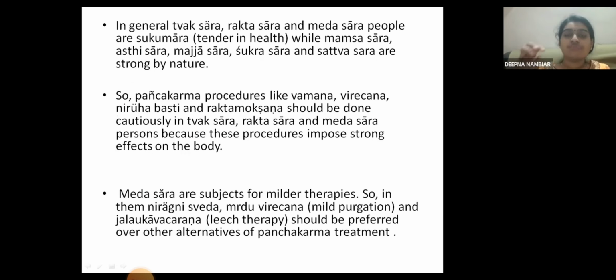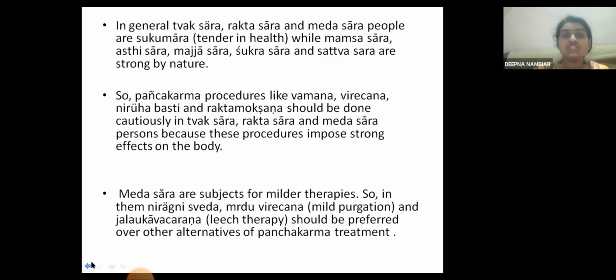So what is the importance of understanding this sara? We know that Twak, Rekta and Mamsa saras, Medha saras, these are considered as Sugumaras. So the general Twaksara, Rektasara and Medasara people are Sugumaras or tender in health, while Mamsa, Asti, Majja, Shukra and Sattvasaras are strong by nature. So innately, the analysis of the Sara in the body gives a clue whether the person will be strong or weak. So strong procedures can be given in the case of Sara like Astisara, Majjasara, Shukrasara, Sattvasara.